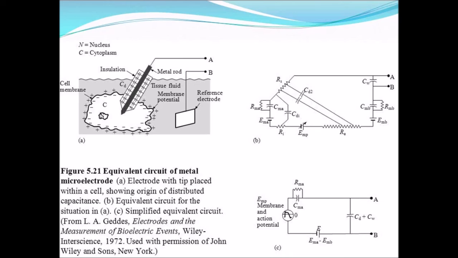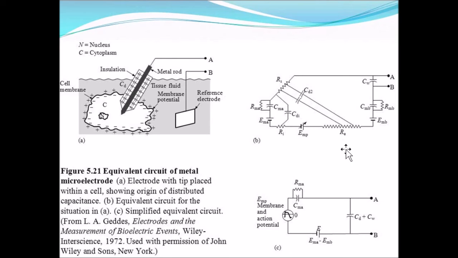Here is the equivalent circuit of this metallic microelectrode. Here you can see the membrane, the electrode, and the reference electrode. Across these two points, A and B, we will get the biopotential. In this equivalent circuit, we come across different parameters.